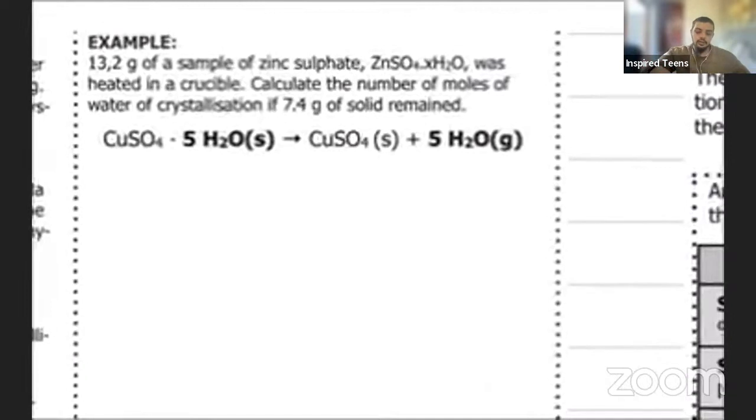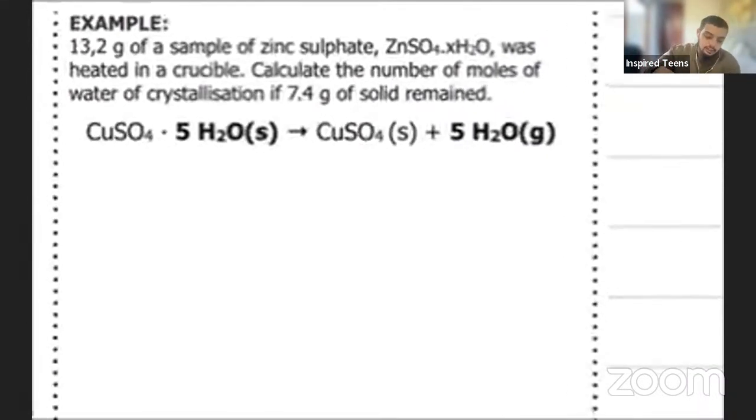Okay, let's have a look at this example. They say that 13.2 grams of sample zinc sulfate, ZnSO4, is bonded to an X amount of water molecules. They were heated in a crucible. Calculate the number of moles of water of crystallization. So the number of moles of water of crystallization is basically what number should be here. Okay, what is the moles? How many moles are there of H2O compared to the zinc sulfate?